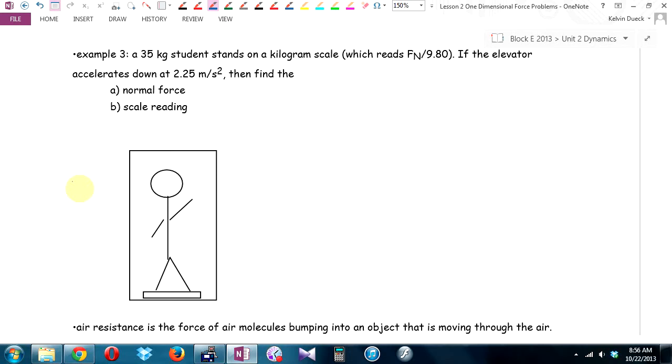So, if the elevator accelerates down, I'm probably going to underline that, then find the A, normal force, B, scale reading. Hey, what's the first thing I'm going to do here? Doug, what? This is a job for a free body diagram. I'll do mine right there.